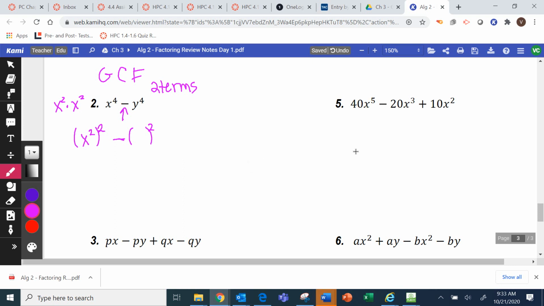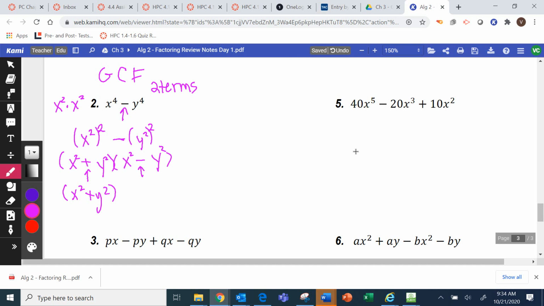All right, and then y to the fourth, that would be y squared times y squared. So we do have a difference of squares. Hold on, this part's important. So we're going to have a plus and a minus. We're going to have x squared and y squared. But this one's not done. Each of these now is 2 terms. And right here, this is a plus sign, so it is not subtraction. This one right here is done. But this one right here is subtraction.